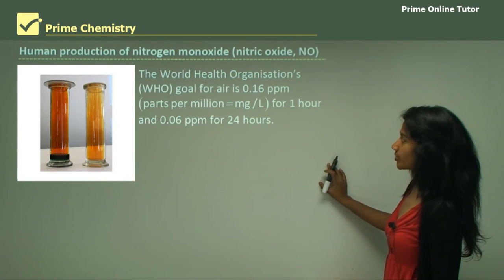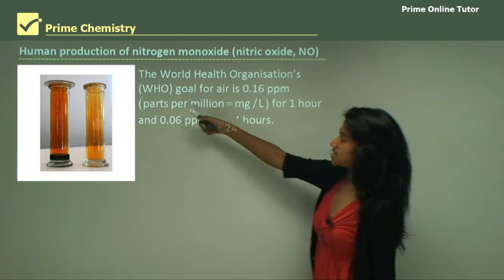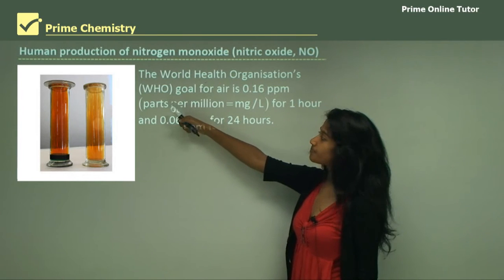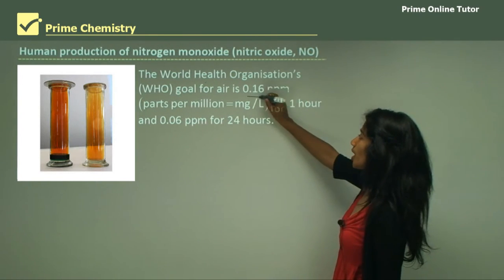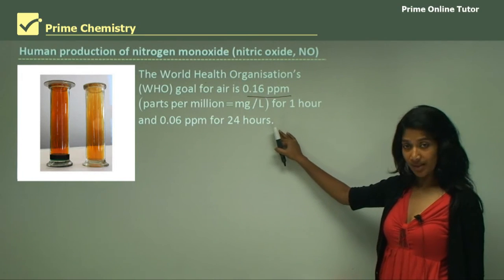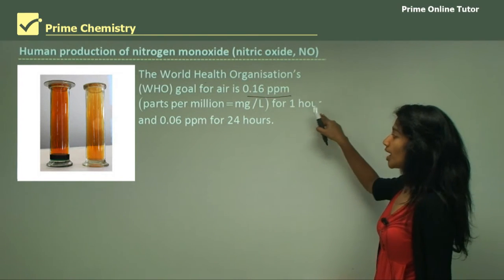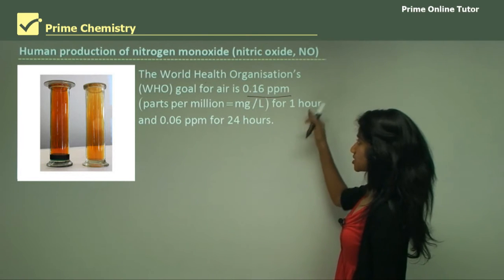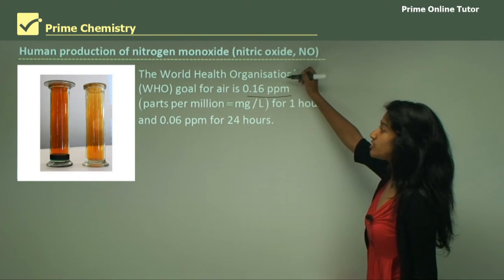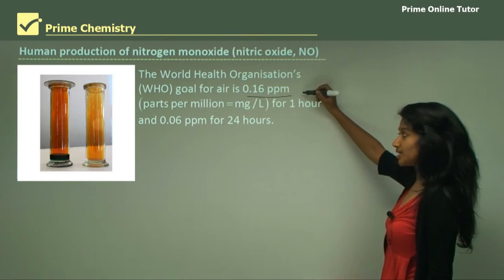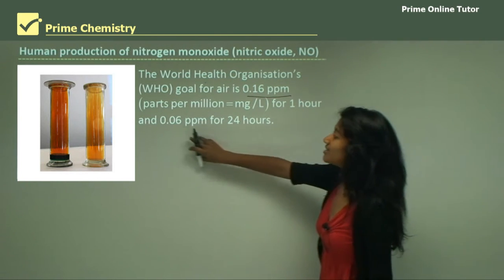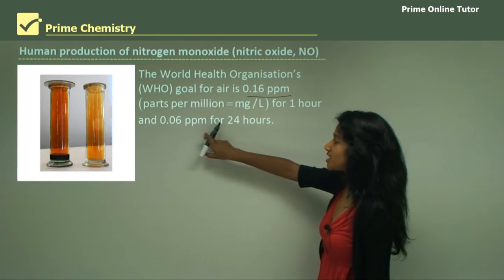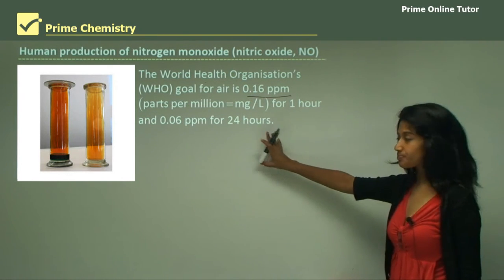The World Health Organization, given as WHO, has a goal, and the goal for air is 0.16 parts per million for 1 hour. So in 1 hour, only 0.16 parts per million of nitric oxide should be in the atmosphere, and 0.06 parts per million for 24 hours.